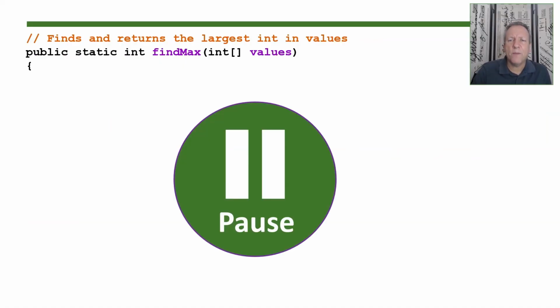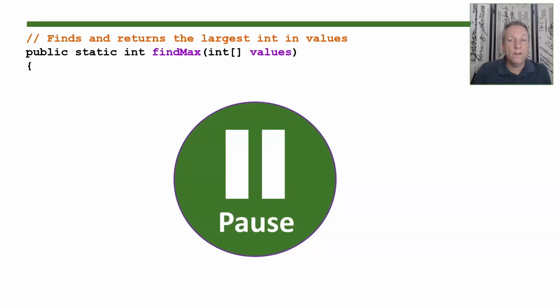So here we have a static method called findMax, and it takes in an array of integers called values. It also returns an int. That's going to be the maximum value. So what do we do first? If you like, feel free to pause this video and take a go at writing this method before we go over the code together.